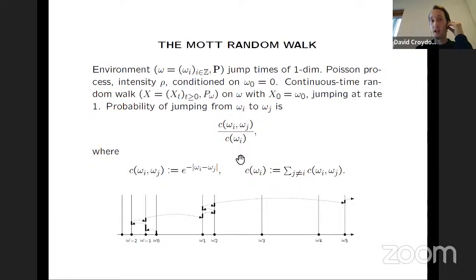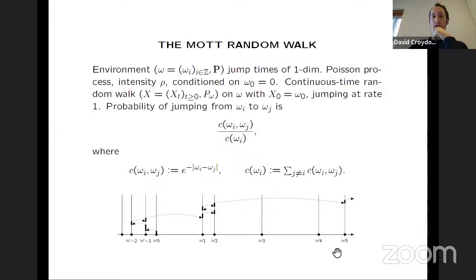I should say other people, maybe from the physical point of view, it's a little bit more natural to think of the jump rate from i to j as being given by the conductance directly. Of course, that just changes the holding times. So rather than jumping at rate 1, we jump at total rate equal to this out of the site. But for what I say, both of those choices will give basically the same long-term behavior.